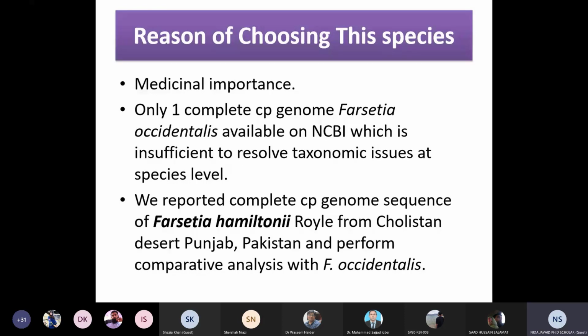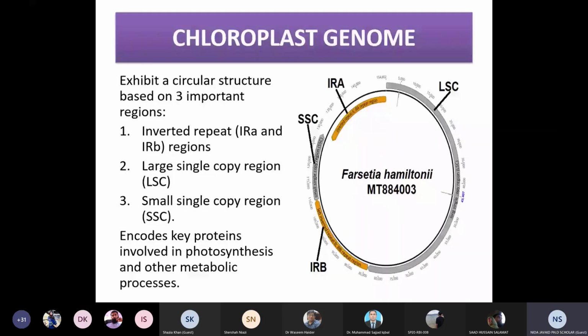The chloroplast genome consists of four regions: two inverted repeat regions, IRA and IRB, one small single copy and one large single copy. It encodes key proteins for photosynthesis and other metabolic processes.